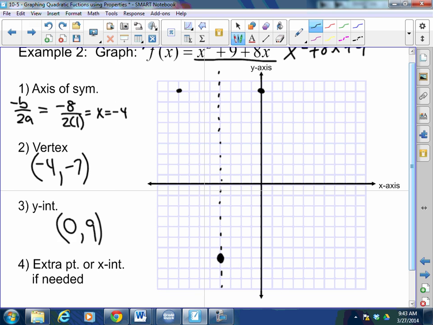Let's do the extra point, or an x-intercept is needed. Extra point, let me explain that. You could go like this. For example, when x is negative 2, plug it in and find the y value. But that's not really going to find your x-intercepts. That's just going to help you make a prettier graph. But to really solve this, you need your x-intercepts.